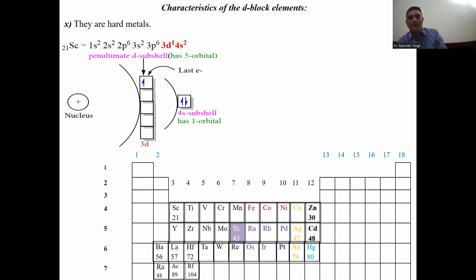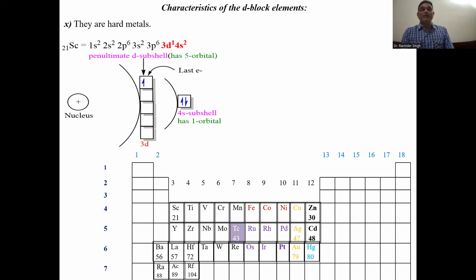After the middle, the number of unpaired electrons decreases, so the number of intermetallic bonds decreases, so the hardness decreases. So zinc is a soft metal. Or you can see in the third transition series, mercury is a liquid. It is so soft that it is not solid, it is liquid. Okay. That's the next point.